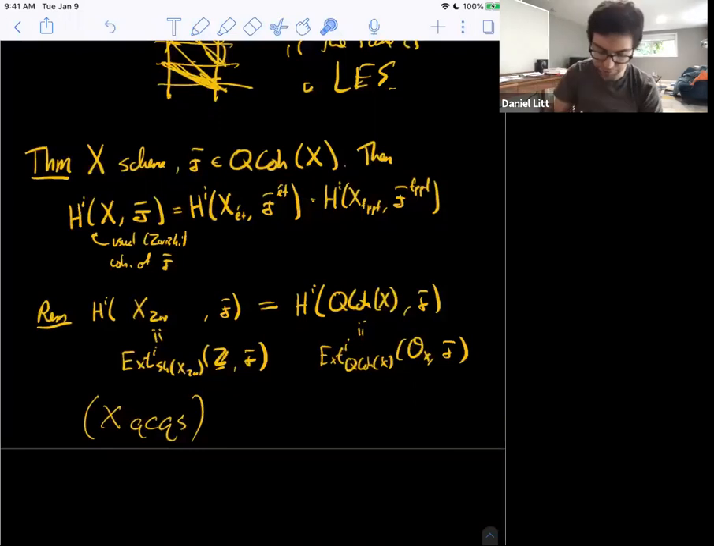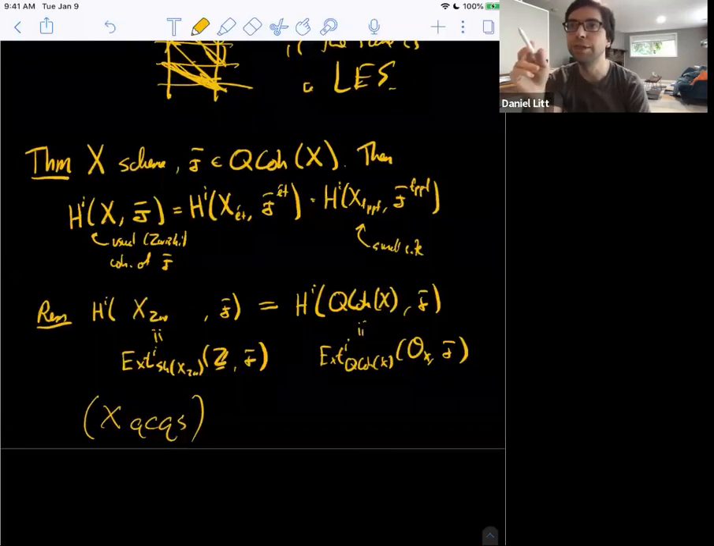So Benjamin asks about what I mean by FPPF here. So here I mean the small site. I think it's true for the big site too, but let me just be careful. And if you say the big site, yes, there are more quasi-coherent sheaves on the big site. On the small FPPF site, they're all the same.